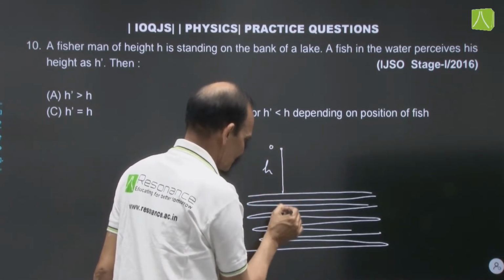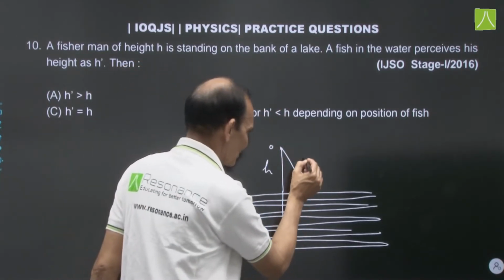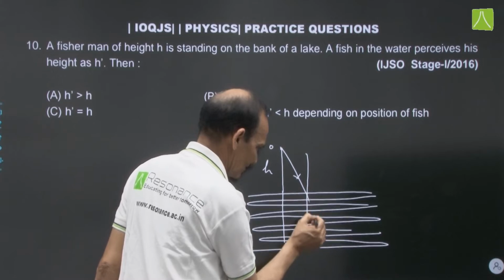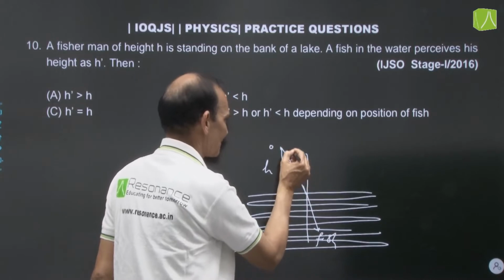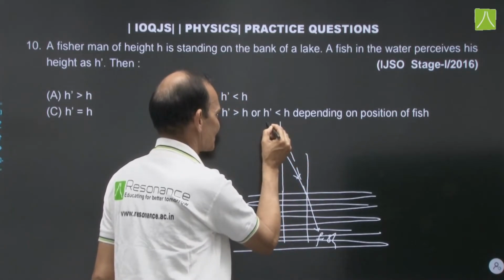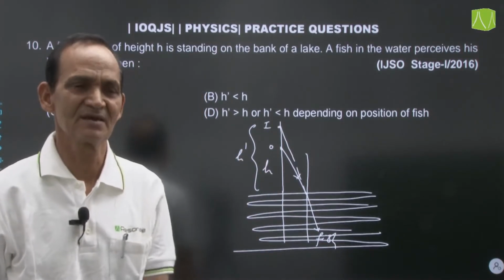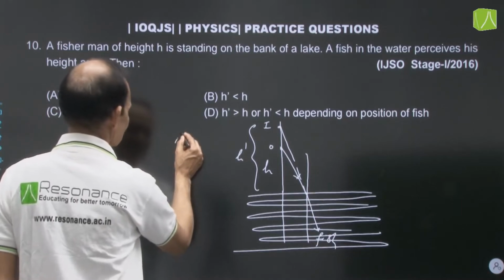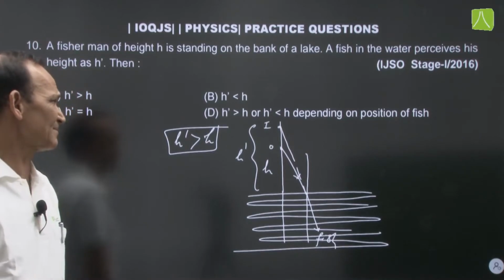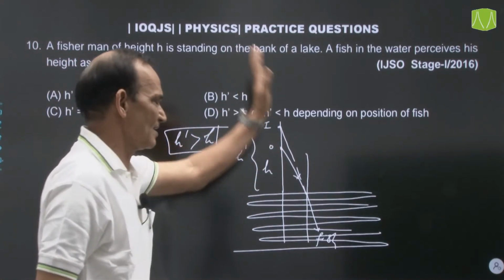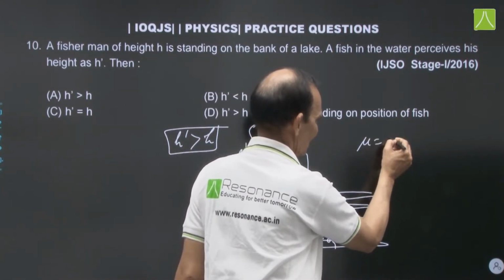Now light moves from this point. It is moving from rarer to denser, so it will bend towards the normal. Here is the fish. If we extend here, then the image will be at this point. So it will be h dash. From the figure it is clear h dash is greater than h. Same thing, RD and AD. When the observer is in denser medium, then mu is AD by RD.